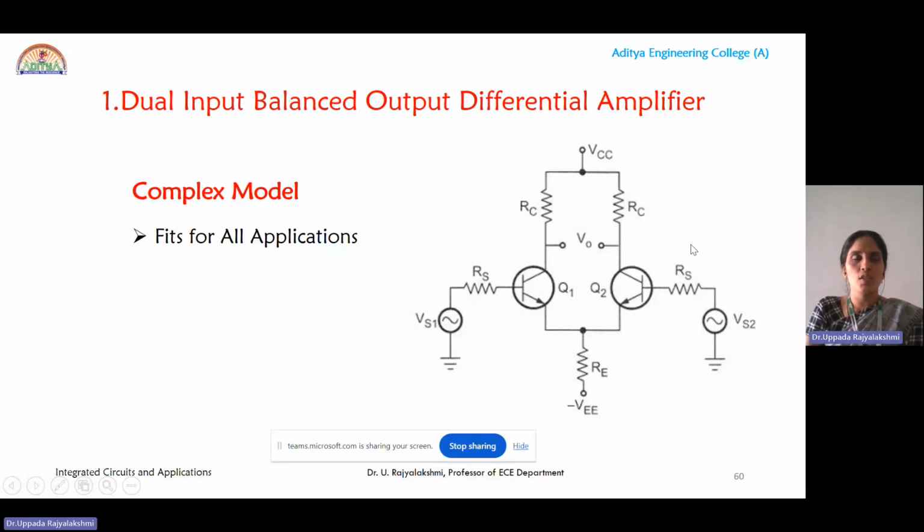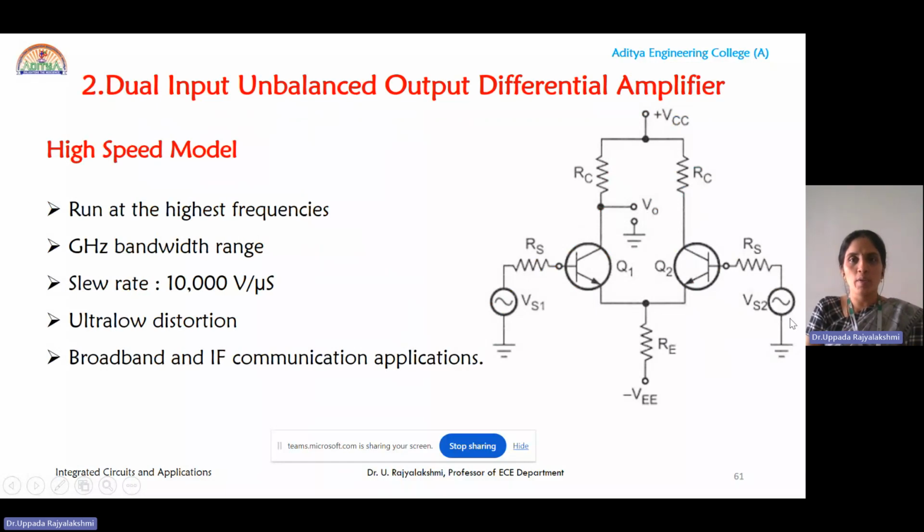The second configuration is dual input unbalanced output. Two inputs are applied, but the output is taken at any one of the collector ends, that may be the collector of Q1 or the collector of Q2. This runs at the highest frequencies, and the bandwidth range is up to gigahertz. Here the slew rate is very high, in the range of 10,000 volts per microsecond. This is suitable for broadband and IF communication applications. Here the gain is less compared to the dual input balanced output configuration.